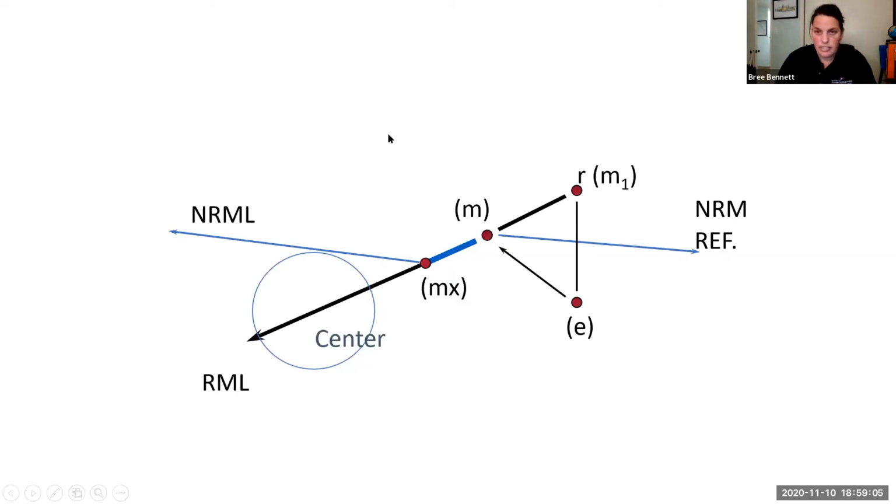And I think I have another example, but if we're changing course, it's the same length. E to R will be the same length, but our R prime will always be on our new relative motion line.